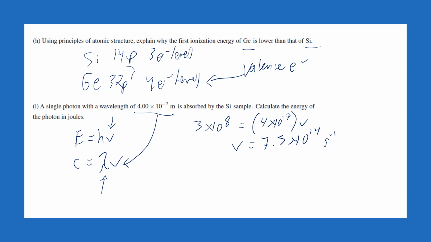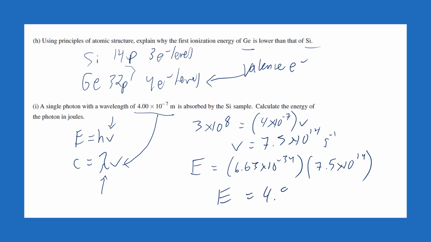And then you would plug that into the other equation, E equals hv. So energy, Planck's constant is 6.63 times 10 to the negative 34th. And we plug in our frequency. And you get that the energy is 4.97 times 10 to the negative 19th joules for energy.